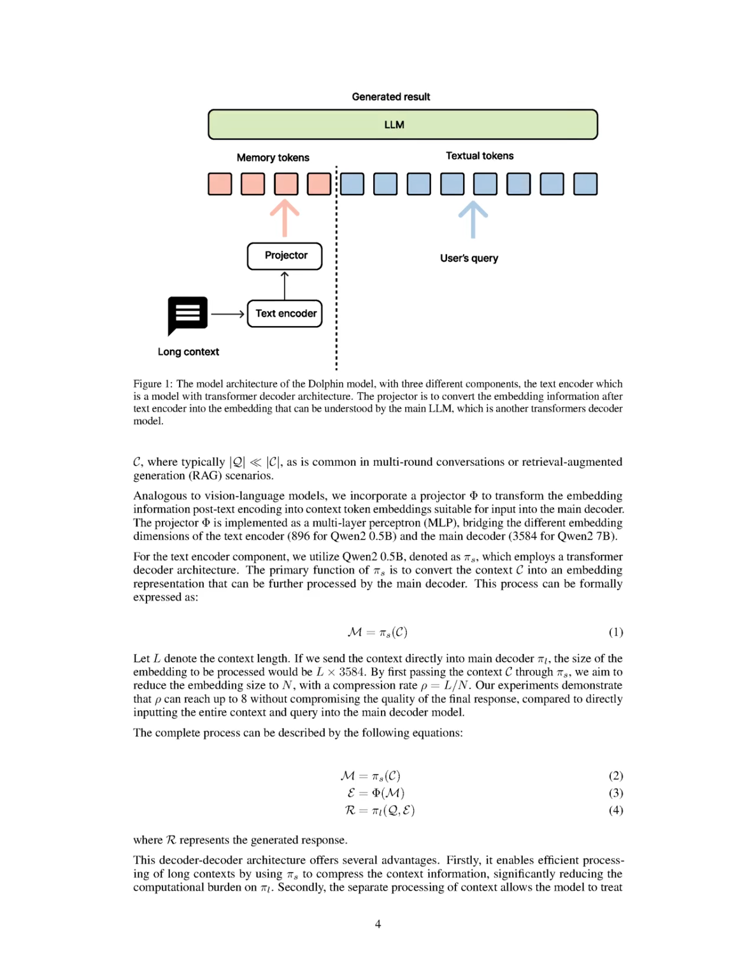The compressed embeddings are then transformed into context token embeddings using a projector, phi, implemented as a multi-layer perceptron, MLP, which aligns the dimensions of the embeddings for input into pi_l. Finally, the main decoder, pi_l, processes these embeddings along with the user's query, Q, to generate a coherent response, R, effectively utilizing the condensed information from the long context while maintaining high accuracy and efficiency.